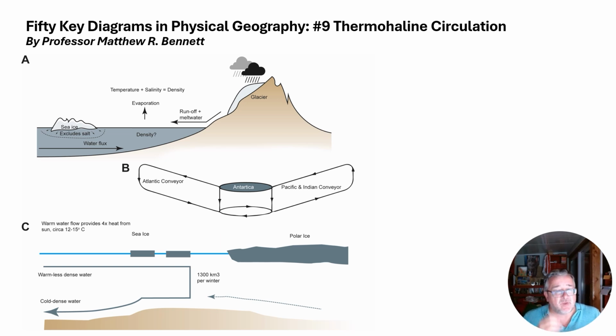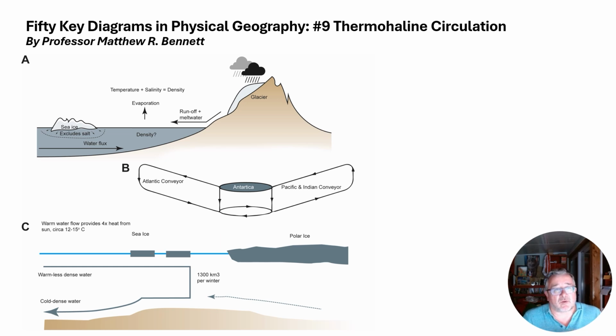And rather than being driven by wind, it's driven by density. And density is controlled by temperature and salinity. So if the water becomes cold, it gets denser because the volume for the unit mass is less because it contracts, just like a metal bar contracts in the cold. But we can also add salt, and adding salt increases the density.